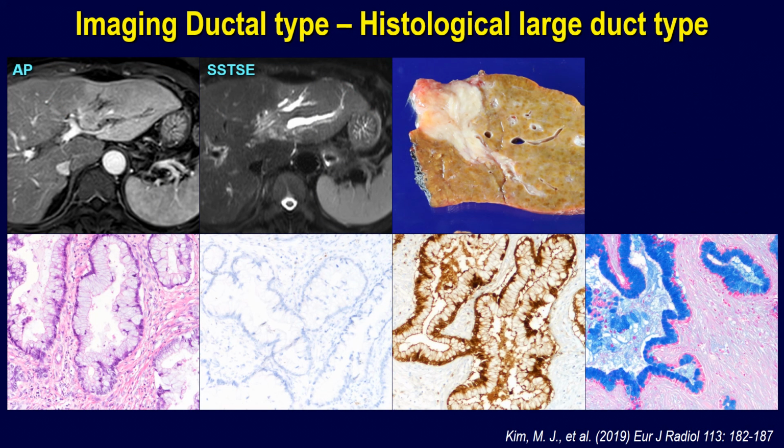This is another case where the imaging ductal type matches histological large duct type. The left liver mass shows findings of large duct involvement. Microscopically, the tumor showed large glands of tall columnar cells, negative for small duct type marker CD56, positive for large duct marker S100P, and containing a large amount of mucin.